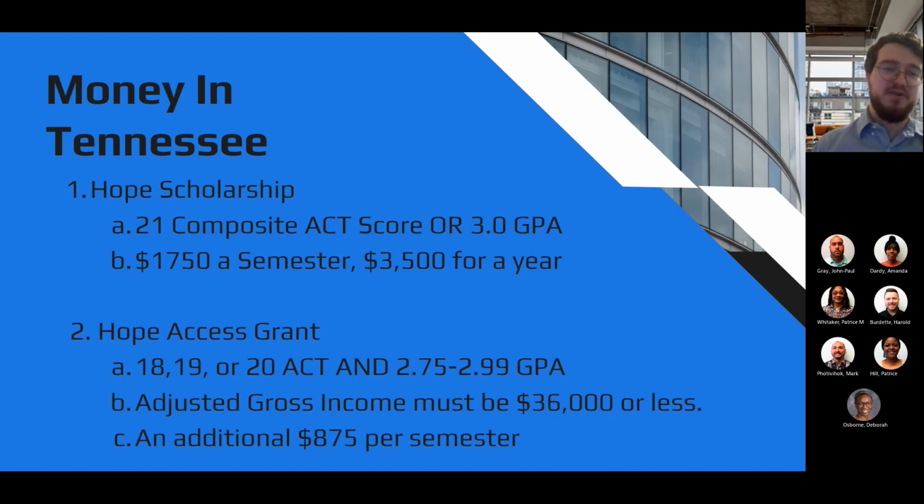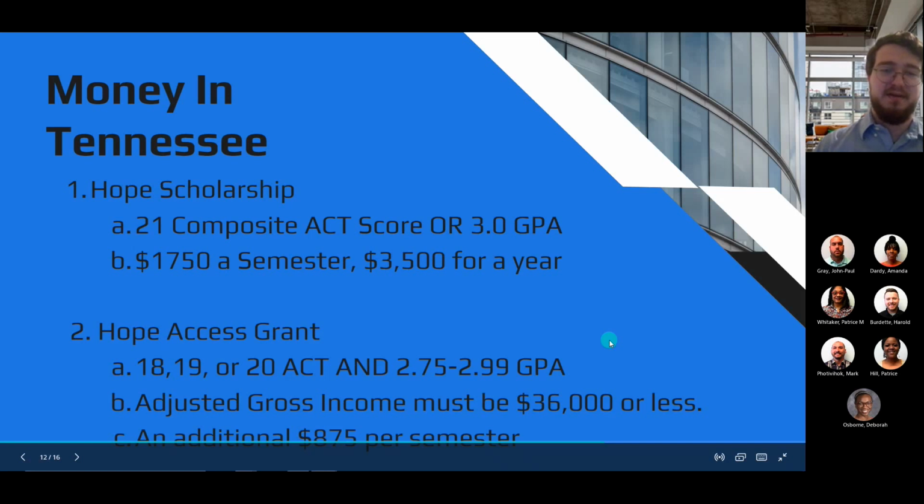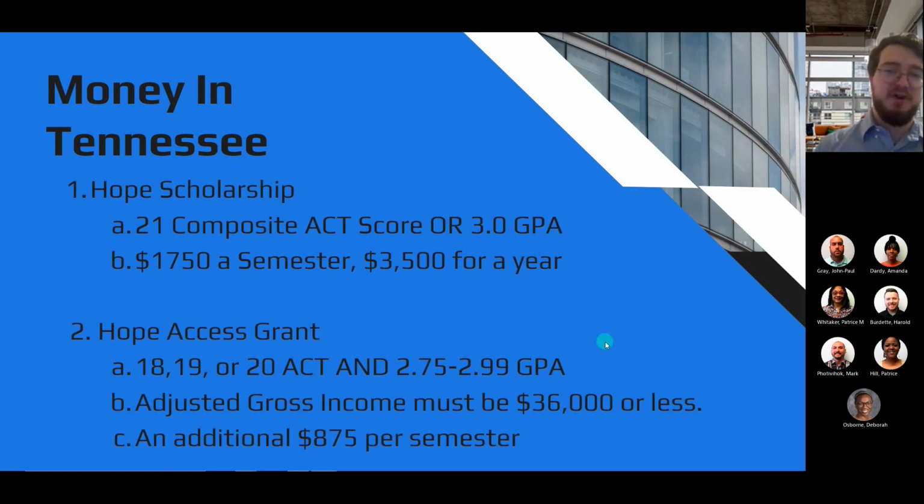Beyond that, there's also a Hope Access Grant, which has slightly different academic requirements. If you make between an 18 and a 20 on the ACT and have a GPA between essentially a 2.75 and a 3, or a 2.99 in this case, and your income is below a certain amount, which is $36,000, you can get an additional $875 per semester. You'll see a recurring theme in the different types of grants and scholarships through the state: there's usually going to be a combination of academic performance and then adjusted gross income or income levels of a household.